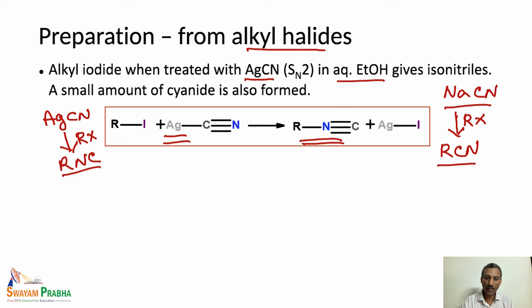So, the alkyl halide is the same, but treatment with sodium cyanide or treatment with AgCN produces two different products. If it is silver cyanide we are using, we are getting isonitrile as the major product. So, this is the one you have to remember all the time. If you are going to prepare nitrile from alkyl halide, use sodium cyanide. If you are going to prepare isonitrile from alkyl halide, use silver cyanide.